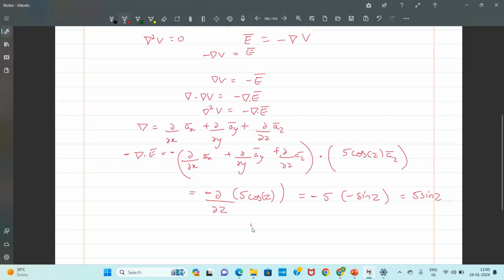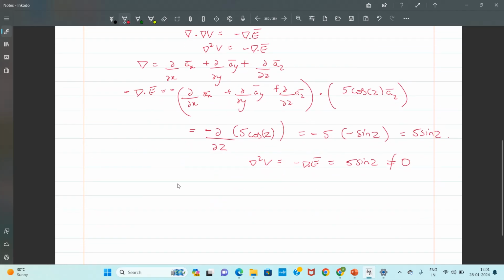Right? So del square V was nothing but minus del dot E. And the answer I'm getting is 5 sin z, which is not equal to 0. You can see that the del square V value, whatever you're getting, is not equal to 0. So if it is not equal to 0, it means it does not satisfy Laplace equation.